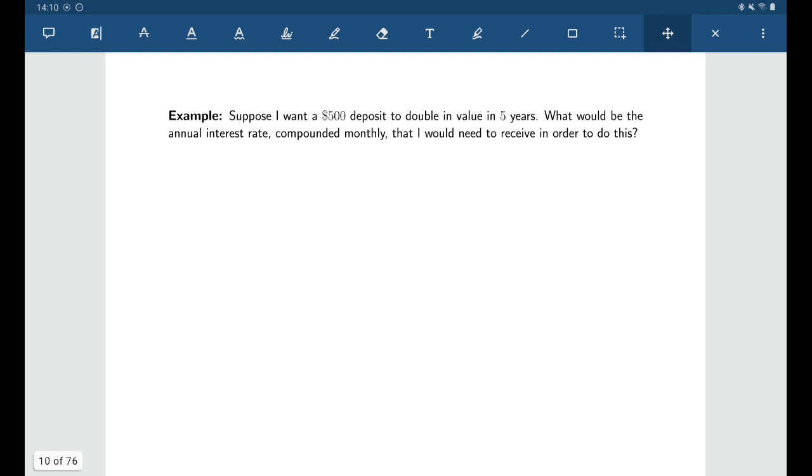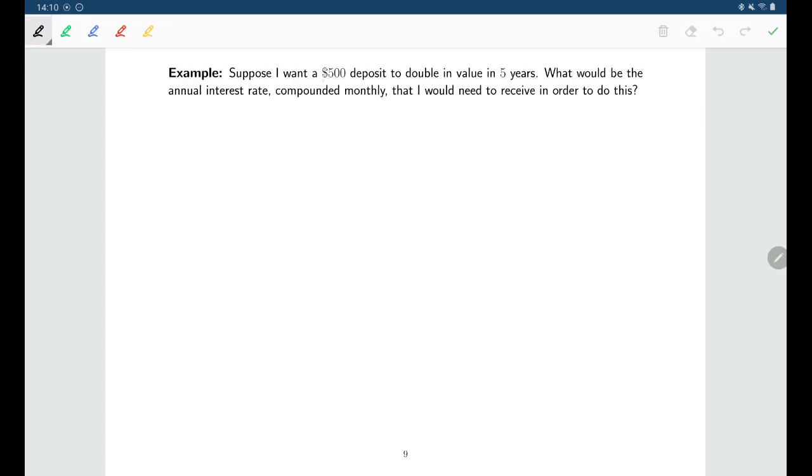Okay, one last before we take a break. Here we've got a couple of things. We have a $500 deposit and we want it to double in value in 5 years. So that's telling us, number one, that our principal is 500 and that we want our amount to double in 5 years, so we want our final amount to then be 1,000. And the question we have is, what would be the interest rate compounded monthly that I would need to receive in order to make this happen?